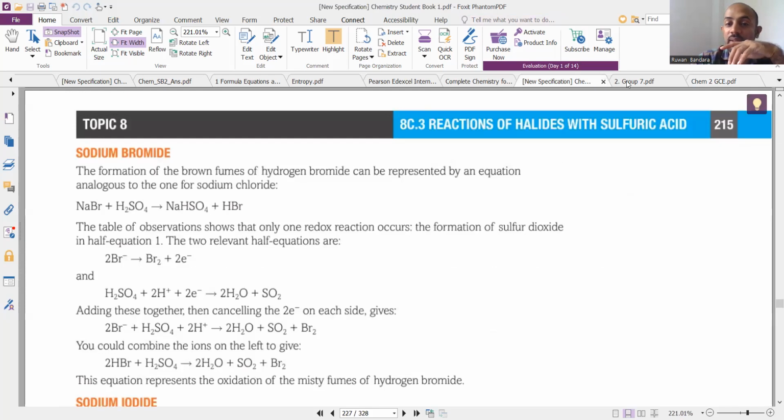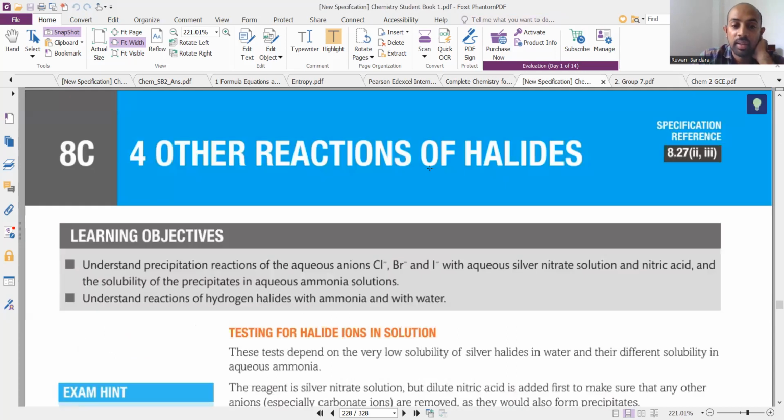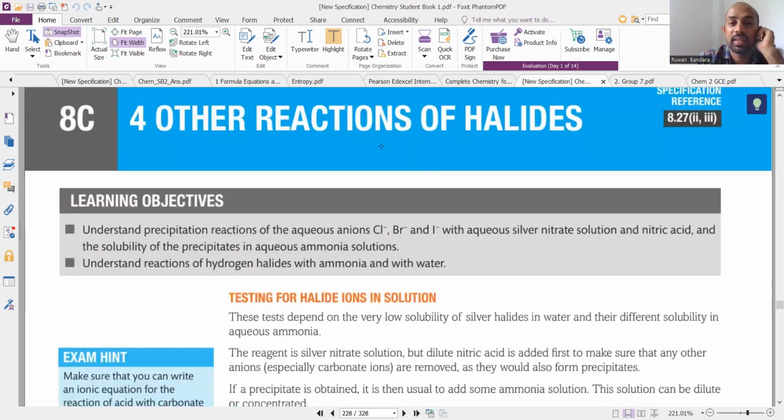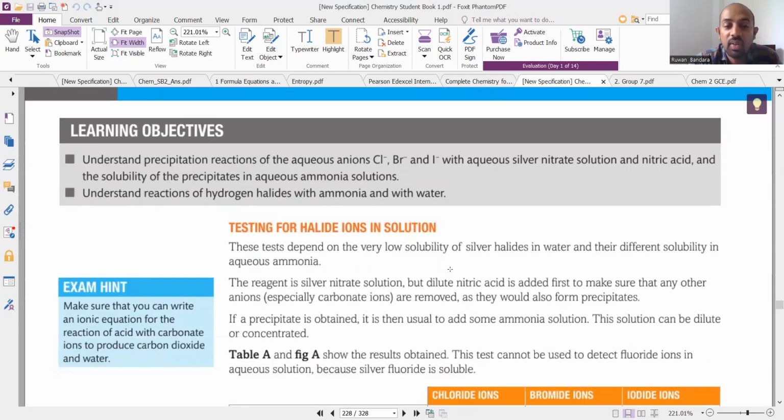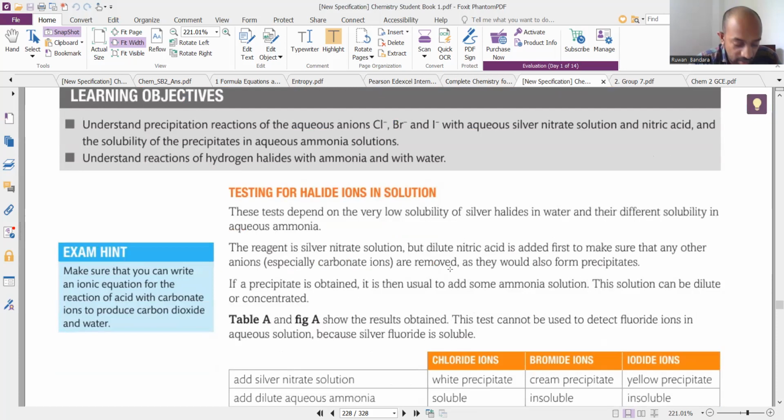Right. We'll go to the next topic then. Other reactions of halides. Number 1, testing for halide ions. Testing for halide ions in solution.